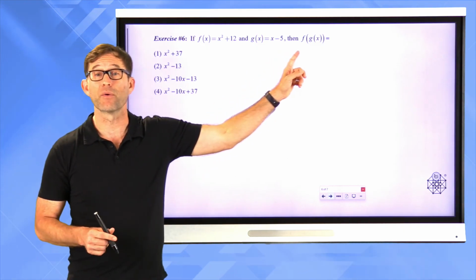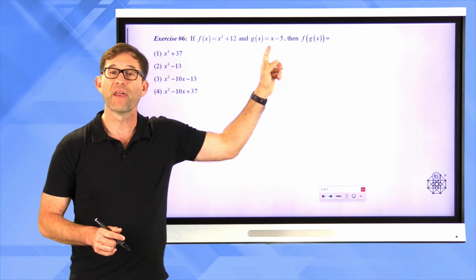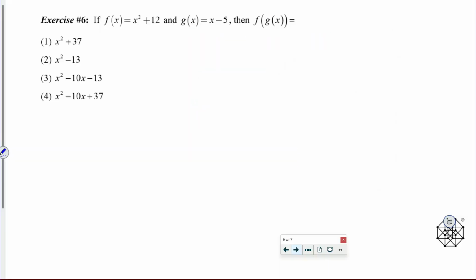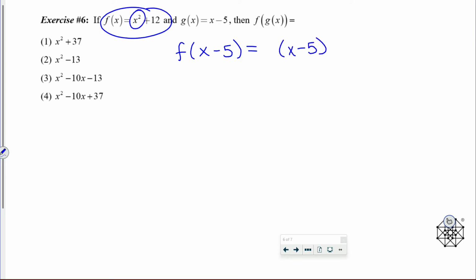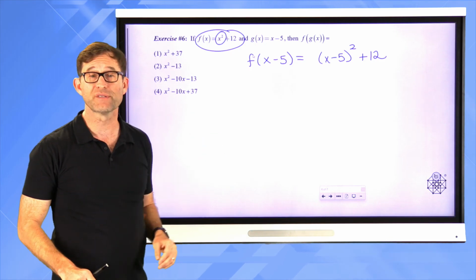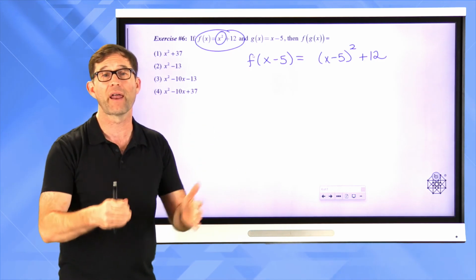So let's be very clear, right? X goes into g, and what comes out is x minus 5, and then I want x minus 5 to be going into f. So f of g of x is f of x minus 5. Now what does f of x do? Well, it takes the input and it squares it, and then it adds 12. Now, if this was one of those four choices, that would be the correct answer. Boom, done, got it, right?